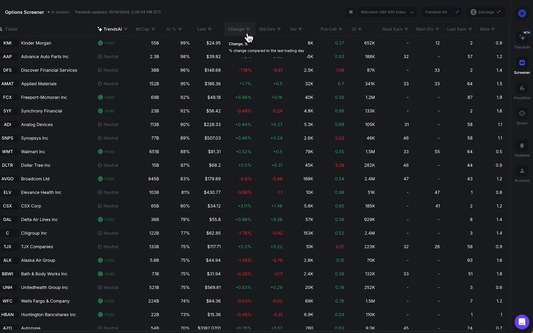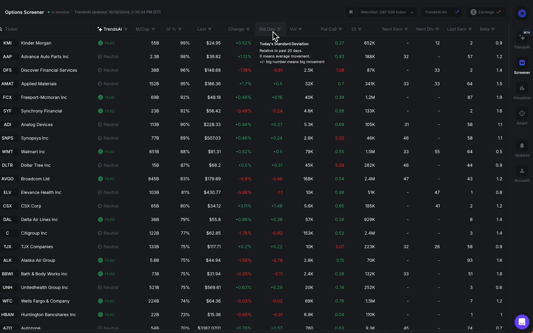Next up, we have the percent change compared to the last trading day. This one's very simple. You just simply look at it. We can see Kinder Morgan right here. We're up 0.52% compared to yesterday. On ELV, we're down 3.06% compared to yesterday. Super simple.